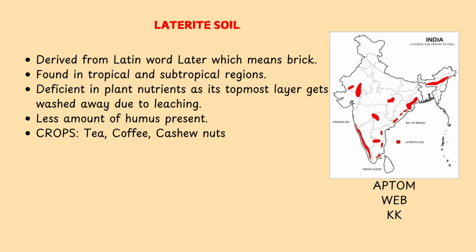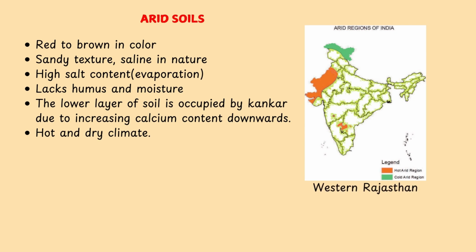The lower layer of soil is occupied by the kankar due to the increase in the calcium contents downwards. This type of soil is present in the hot and dry climate. The best example is Western Rajasthan.